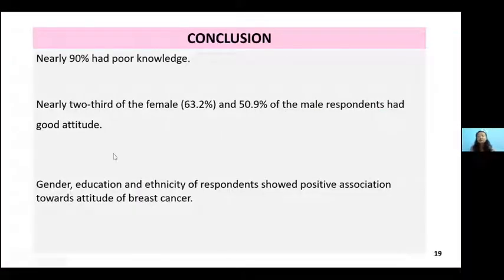Now, concluding, nearly 90% had poor knowledge towards breast cancer, and nearly two-thirds of the female and 50% of the male respondents had good attitude. Here, general education and ethnicity of the respondents show a positive association with the attitude towards breast cancer.